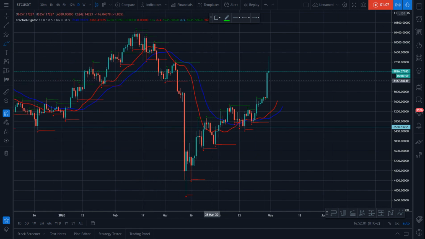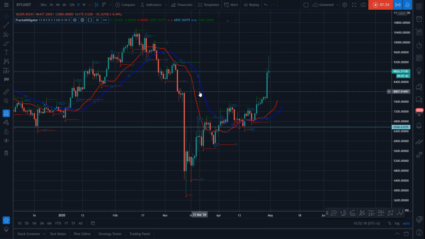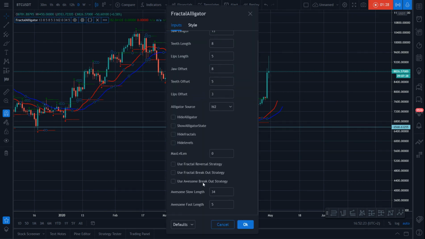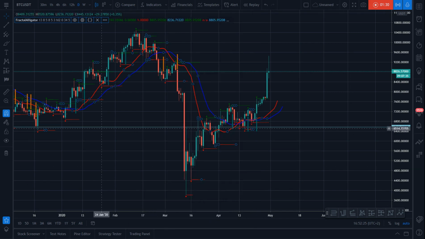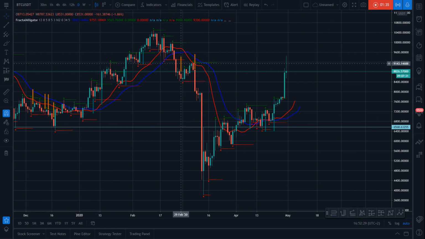So basically Bill Williams used this alligator. Those are three lines, the 13, the 8 and the 5, but offset by 8, 5 and 3. The best thing about this is you can use the awesome breakout strategy, which I think is better than using my type of trading.